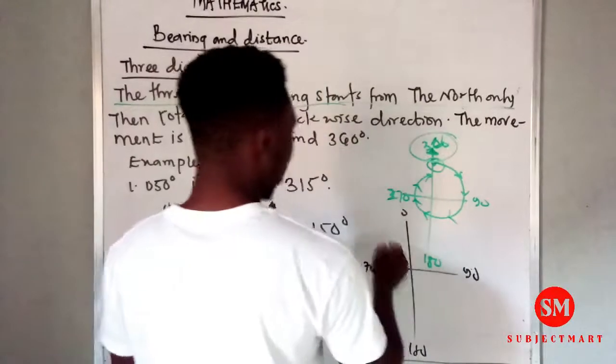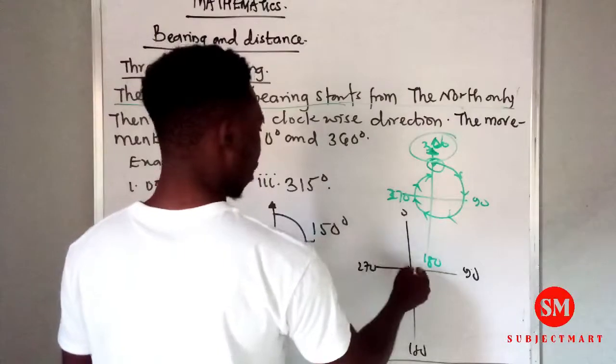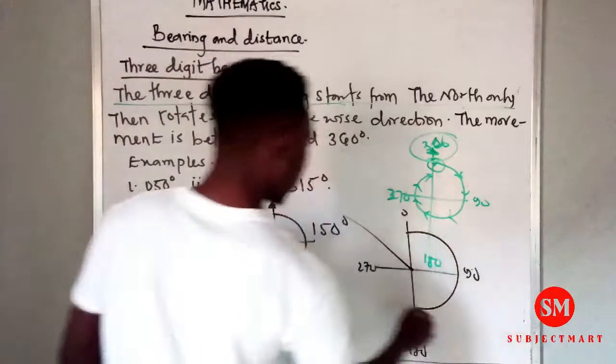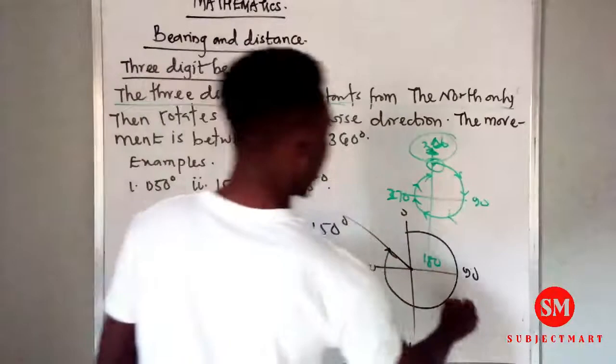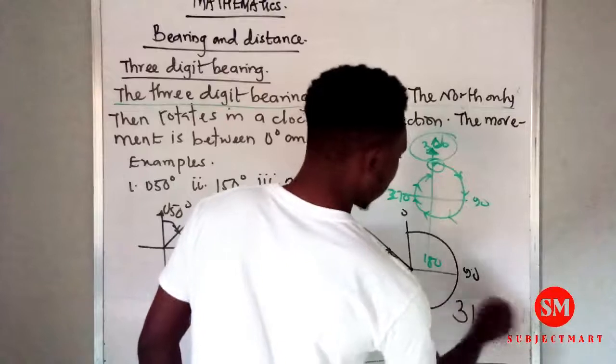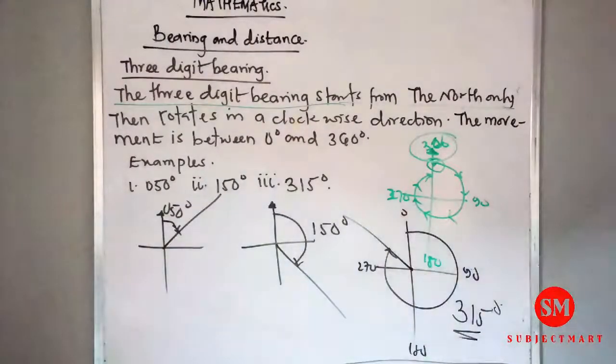0, 90, 180, 270. Now your 315 should be around here. So your bearing takes this position. That becomes what? 315 degrees. So this is how your three-digit bearing works.